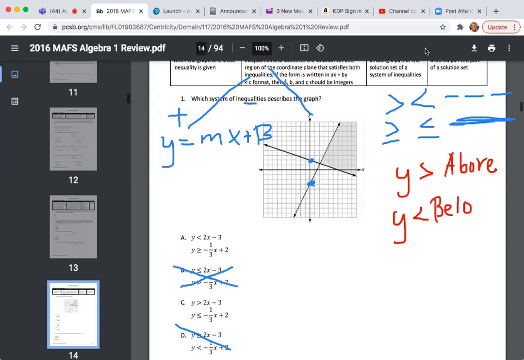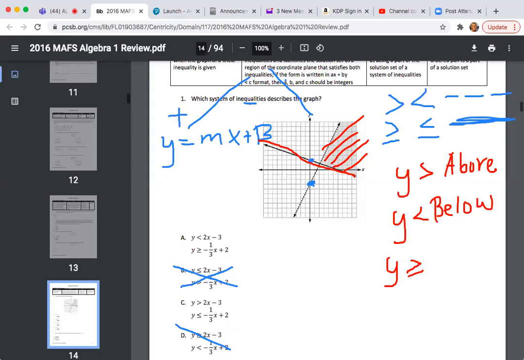Okay, guys, so we're going to go back to this line again, the one with the negative slope. Now, this is shading above the line. So because it's shading above the line, we want the one that says y is greater than or equal to the negative slope. So look at letter A and letter C, guys. I narrowed it down to two choices for you.